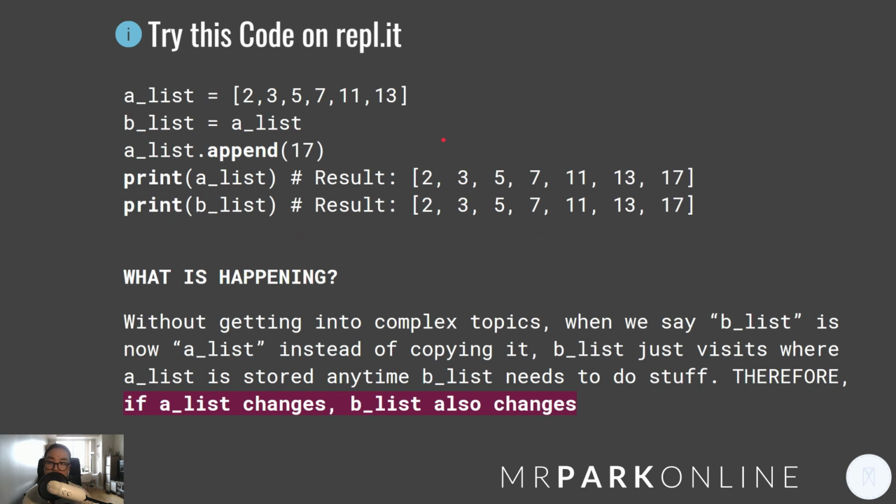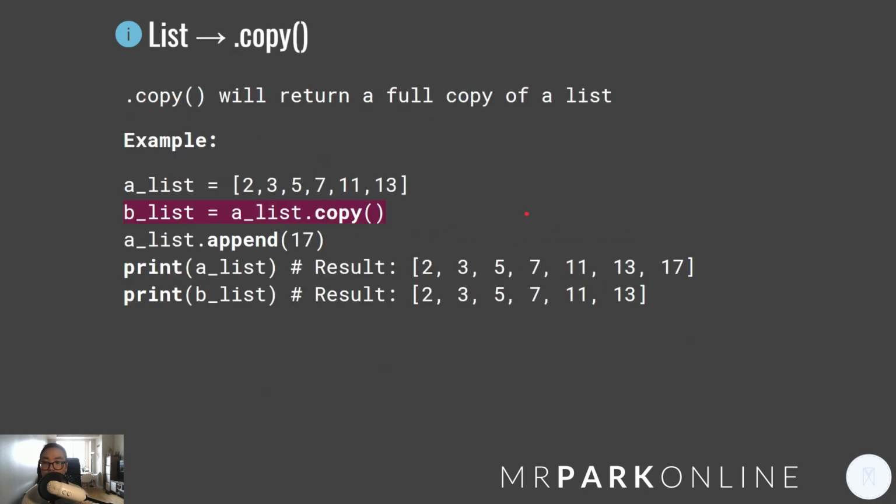So if I wanted to fix this, what we want to do is use dot copy. There's a method that allows us to do a full copy of a list. So if I have A list and B list is going to be the copy of A list, we're going to do A list dot copy. And then if I append 17 to A list, B list will stay the same, whereas A list will have this new value of 17.